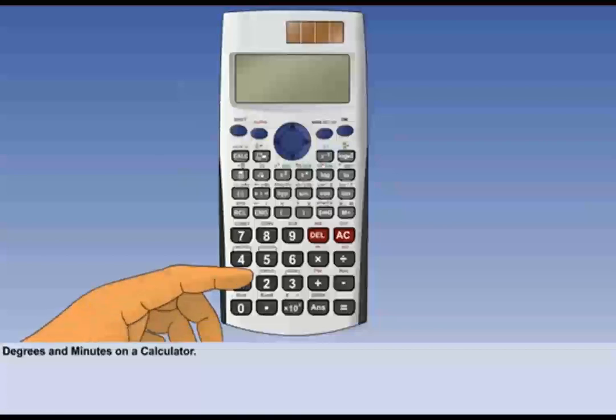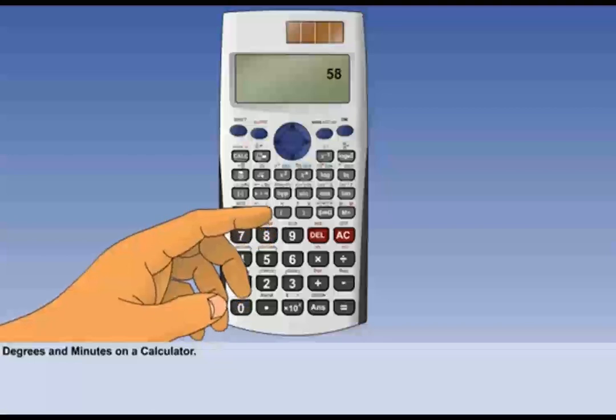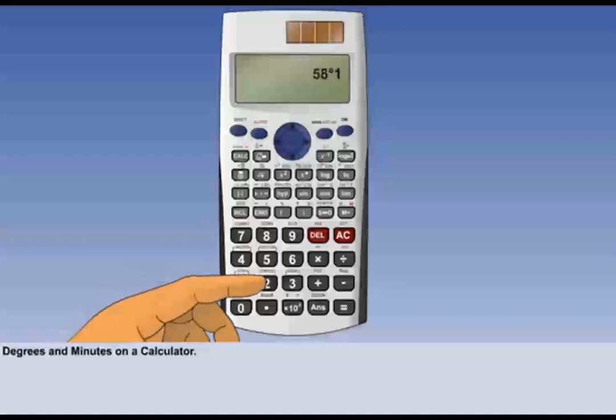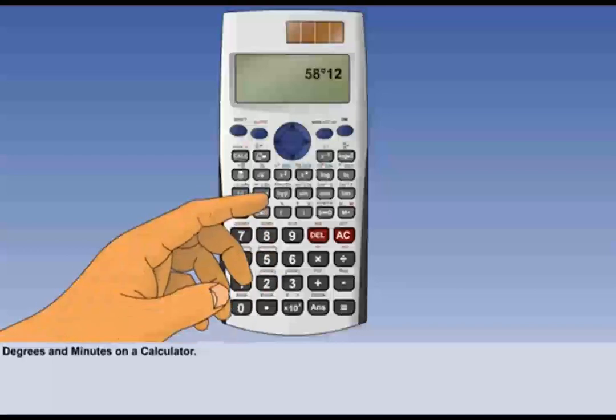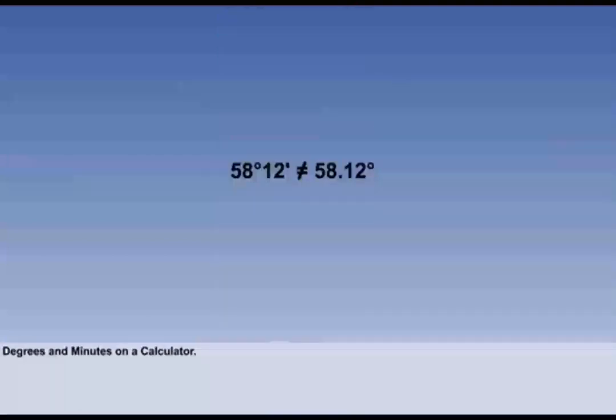However, most scientific calculators have a DMS key. It stands for degrees, minutes, seconds. Different models work in different ways, but in general, you key in the degrees, press the DMS button, then key in the minutes, and press the DMS button again. We don't normally need the seconds. Find out how yours works and it will save you time. But however you do it, don't treat 58 degrees and 12 minutes as 58.12 degrees. It's a common mistake.